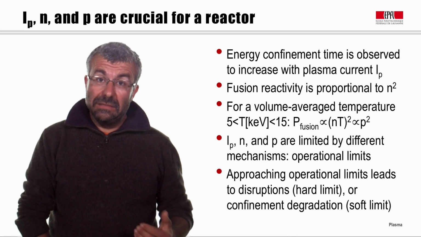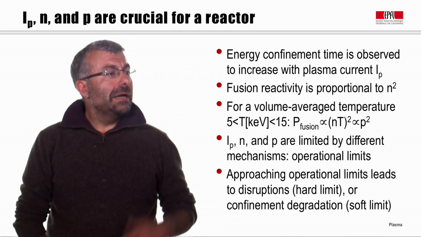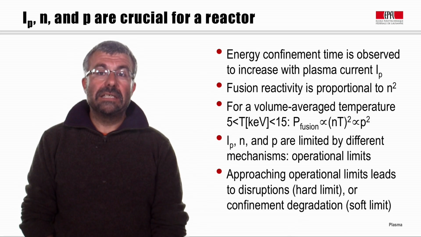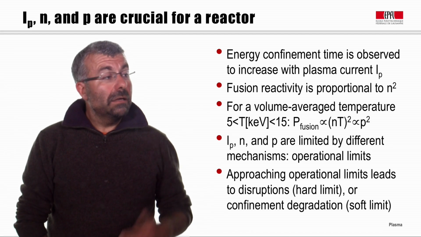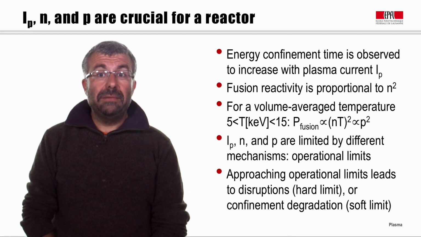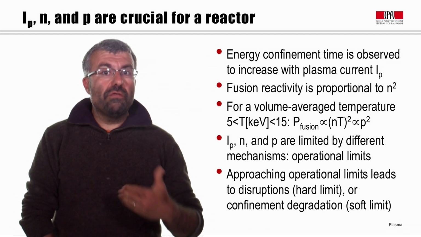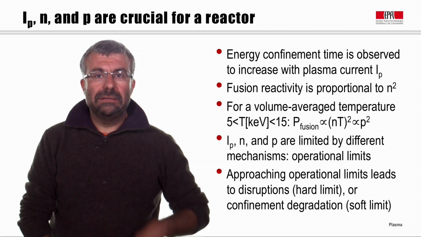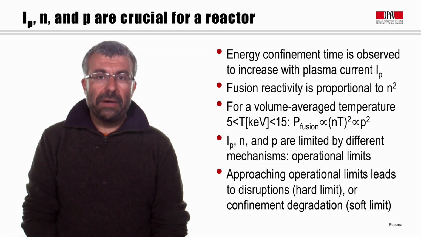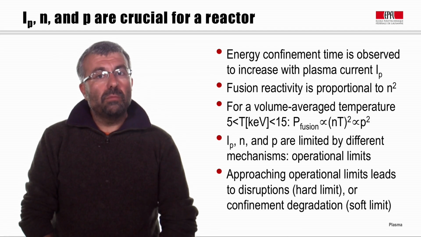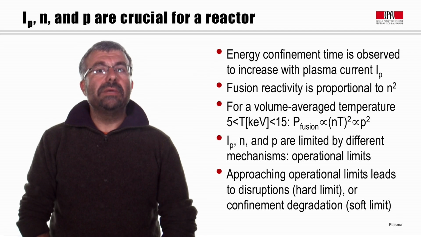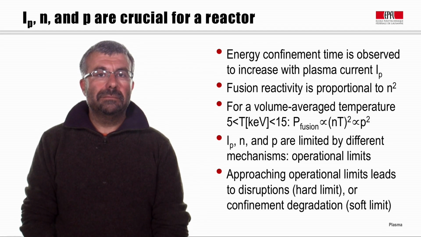And in fact, these three quantities, IP, N and P, are limited by different mechanisms. And these are the operational limits in tokamaks. If we approach these operational limits, then we end up in disruptions when we go over this limit, and this is a hard limit for the operation of a plasma, or we end up with confinement degradation, and this will be a soft limit.